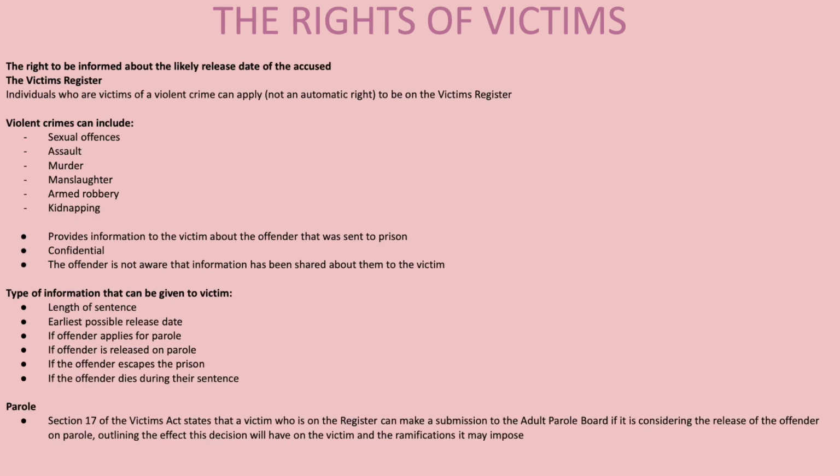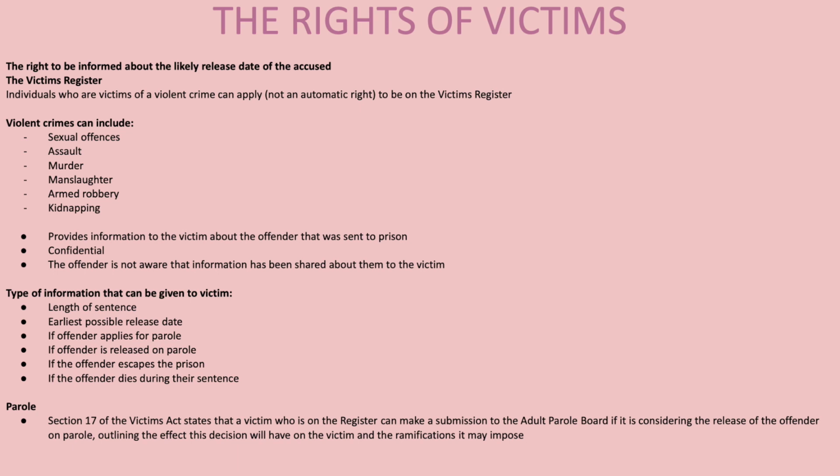The right to be informed about the likely release date of the accused. The victim's register. Individuals who are victims of a violent crime can apply to be on the victim's register. Violent crimes can include sexual offences, assault, murder, manslaughter, armed robbery, or kidnapping. The victim's register provides information to the victim about the offender that was sent to prison. This information is confidential and the offender is not aware that information has been shared about them to the victim.